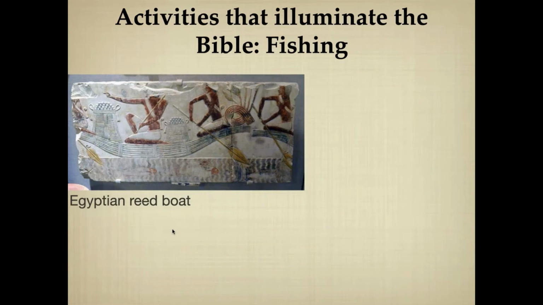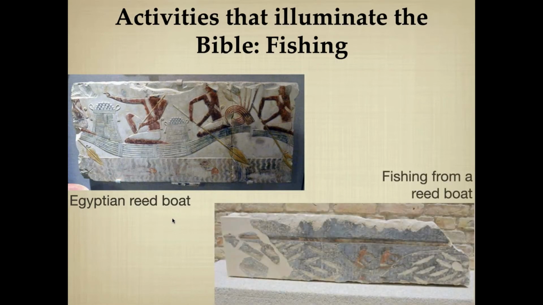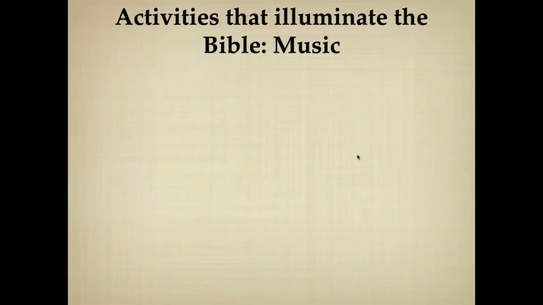In fact, here's an example. Here's a colored photograph of an Egyptian reed boat, just like the one you saw in the picture. And then here, it's not quite as nice of a picture, but if you look carefully, here they are on the reed boat casting a net to catch fish. They're fishing from a reed boat. So fishing has been around for thousands of years. It's not something relatively new.